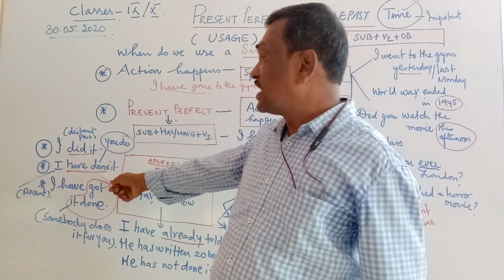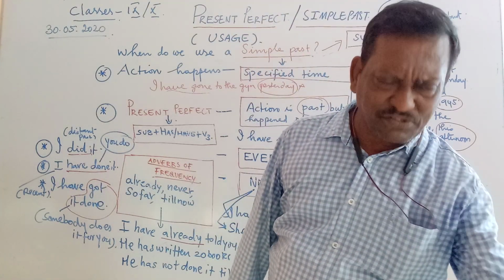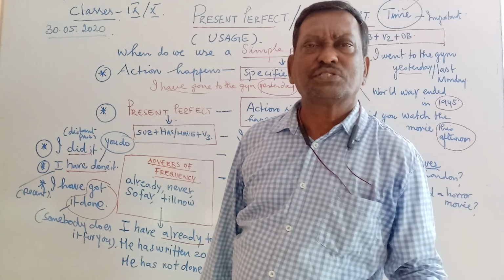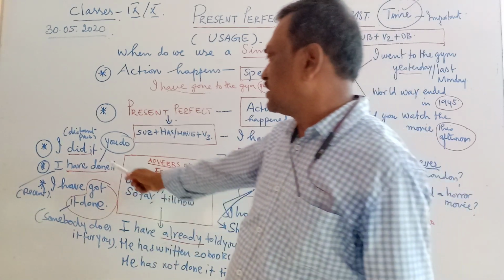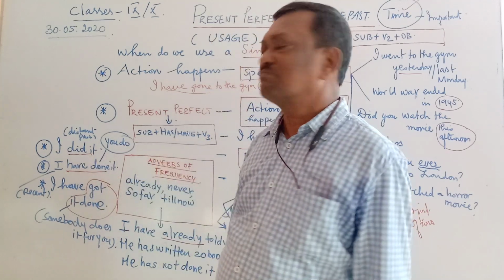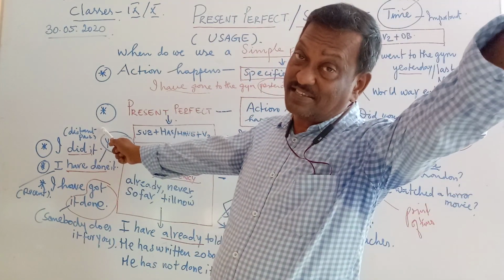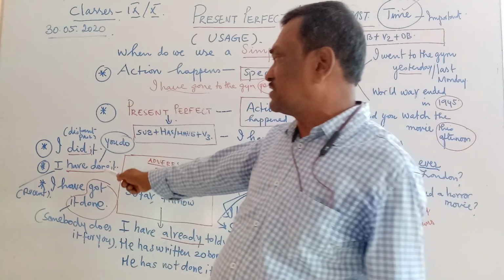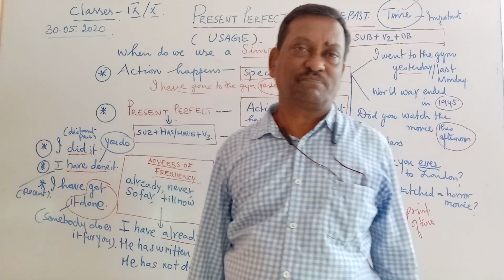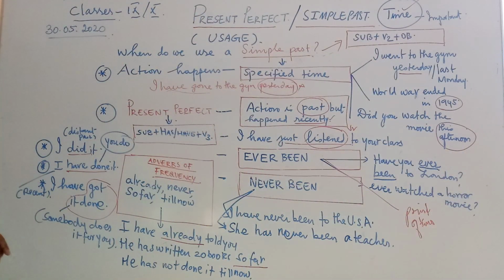But look at this. I have done it. I've done it means I've done it just a few minutes ago, just a few moments ago, or just a while ago. That is the difference. Okay? So I did it, simple past. The past is a distant one. I have done it is also past, but the past is a recent past.